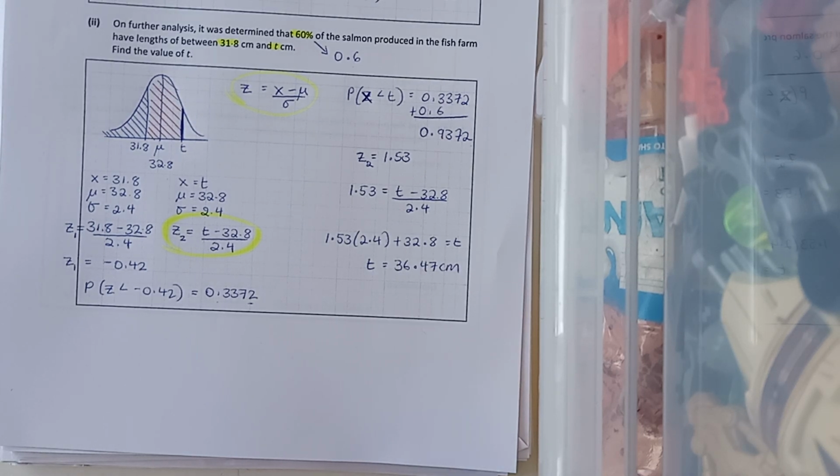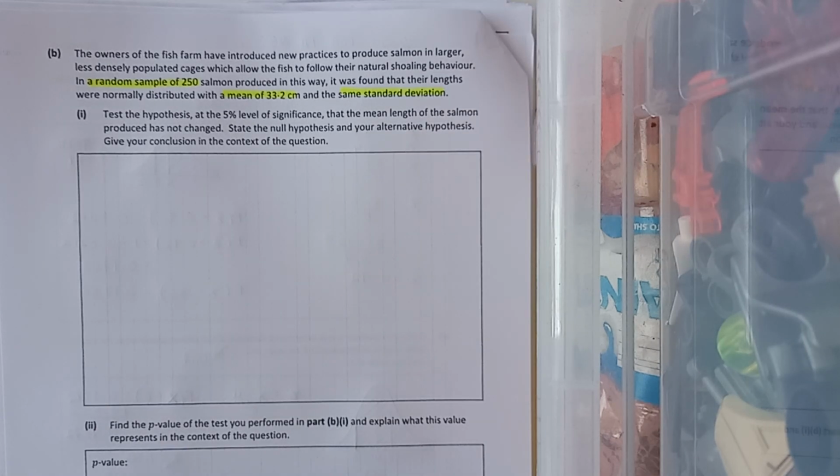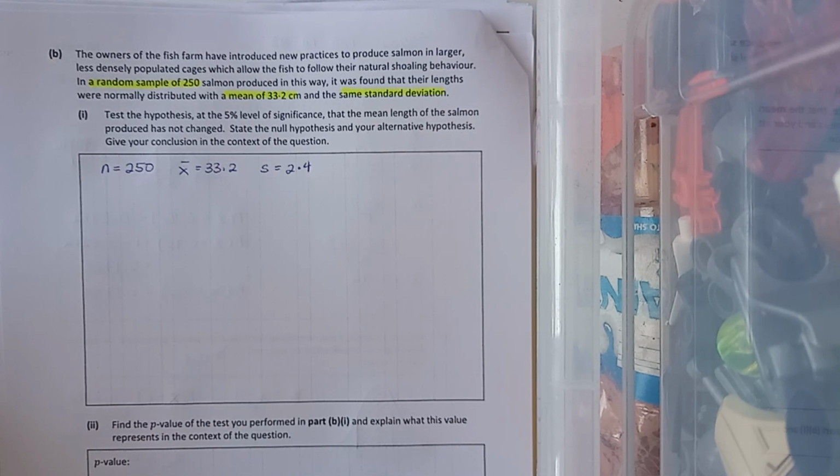Okay, next part of the question, they're asking us to test a hypothesis. So they're saying that things have changed in the fish farm and there's a random sample of 250 salmon that are taken from the group and their lengths are normally distributed, and there's a mean of 33.2 and the same standard deviation as before. So I'm going to just make a note first of all of this information that I have from my sample. So my n is 250, my x bar is 33.2, my s is 2.4.